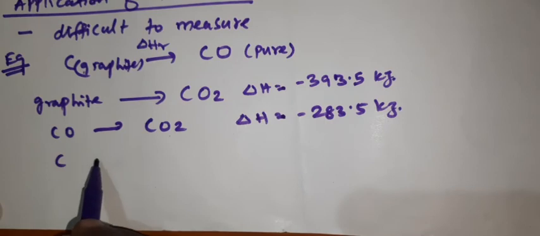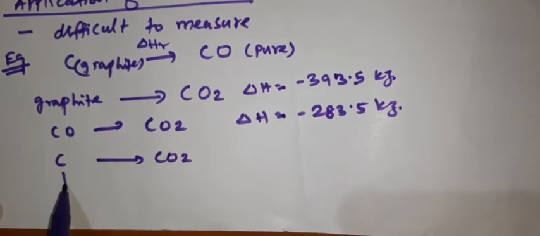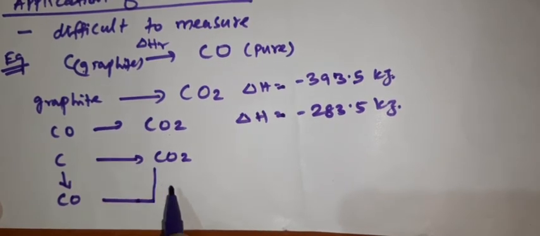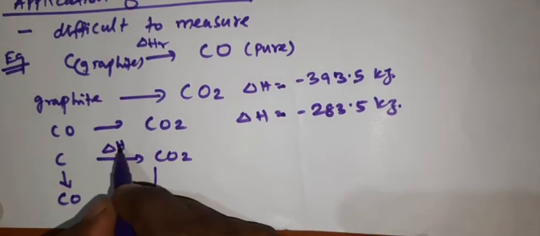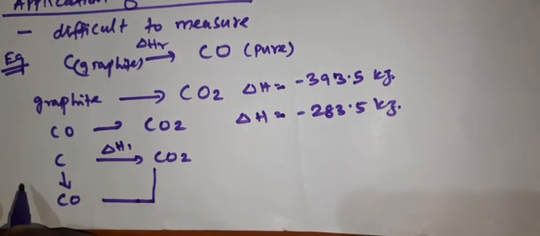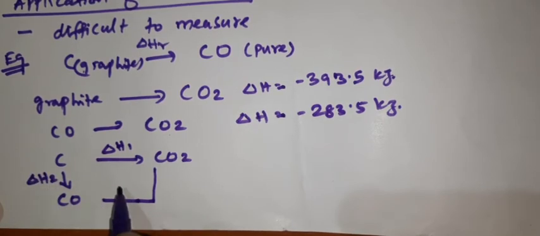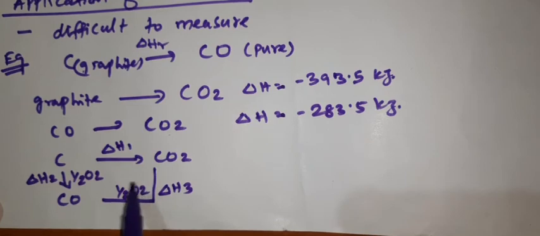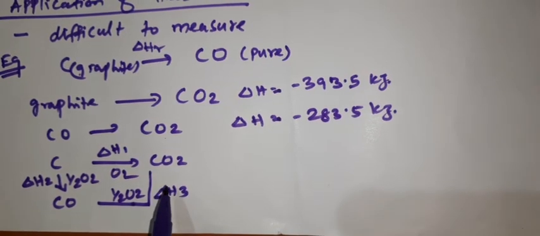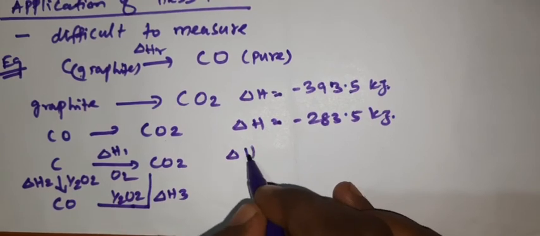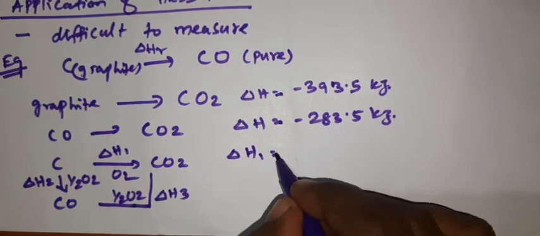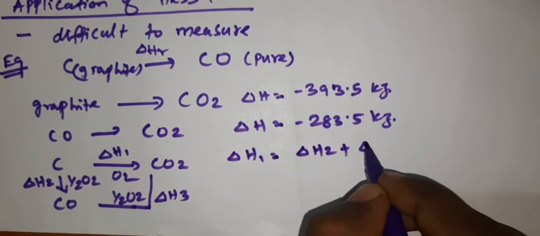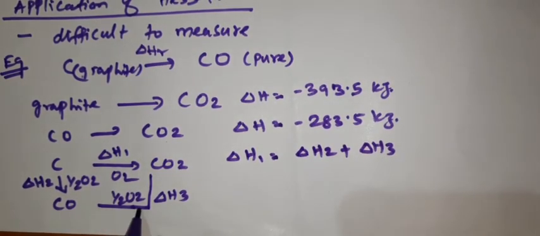So for that, carbon goes to CO2, and here it is converting into carbon monoxide, then this carbon monoxide finally converts into carbon dioxide. So this is delta H1 and this is delta H2 and this is delta H3. Here, reaction with oxygen, here also reaction with oxygen, and here reaction with oxygen. In this case we can apply the Hess law: this carbon to carbon dioxide, delta H1, equals delta H2 plus delta H3.